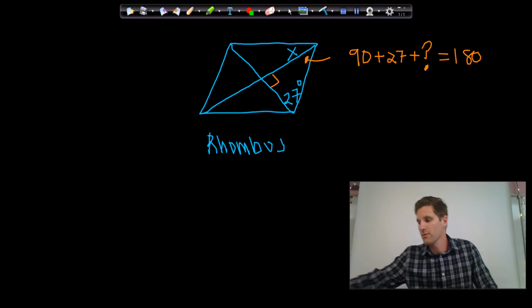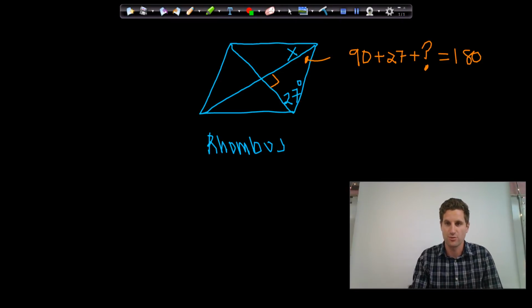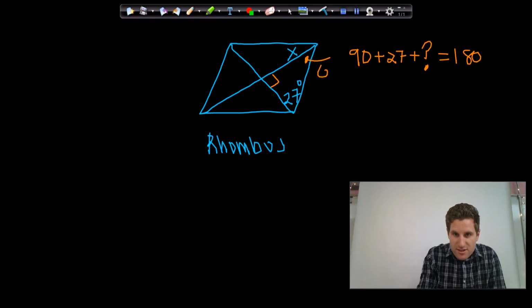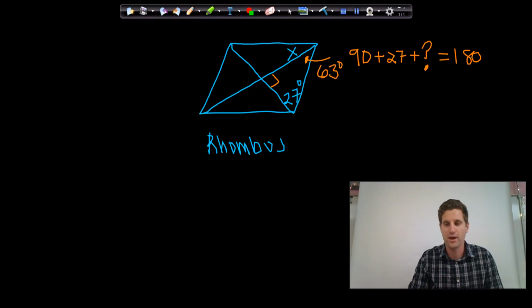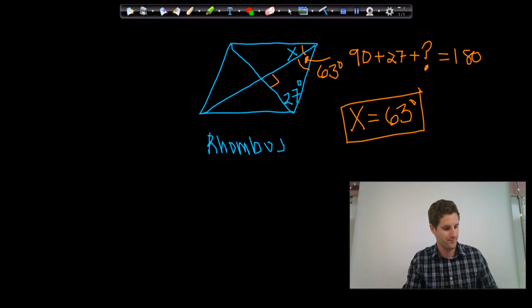If we do our math, and I'm going to take out a calculator, we get 90 plus 27, subtract that from 180, and we get 63 degrees. So we know this angle is 63 degrees. Another thing I know about a rhombus is that the diagonals bisect. So this angle is congruent to that angle, which means x is just 63 degrees. Done.